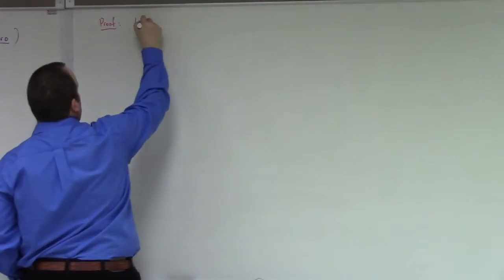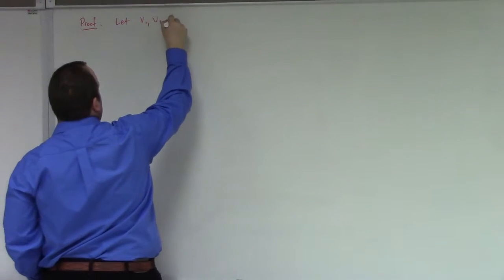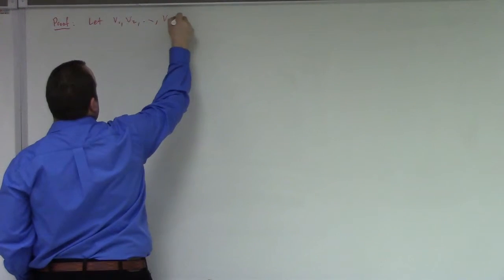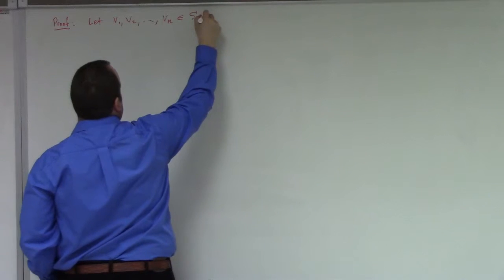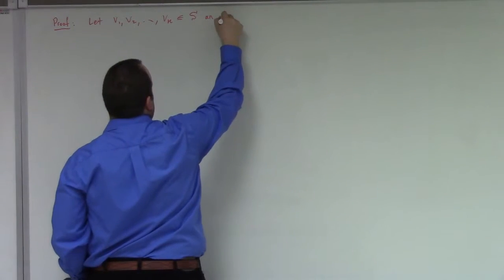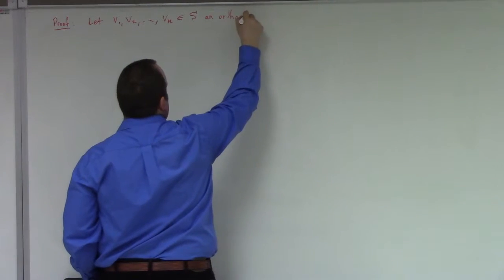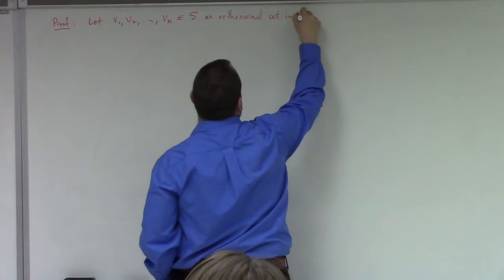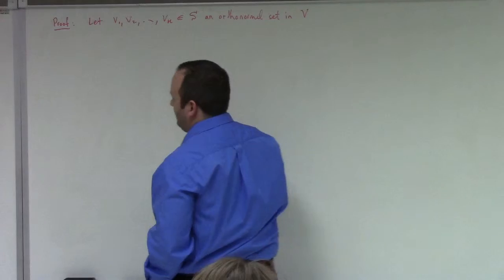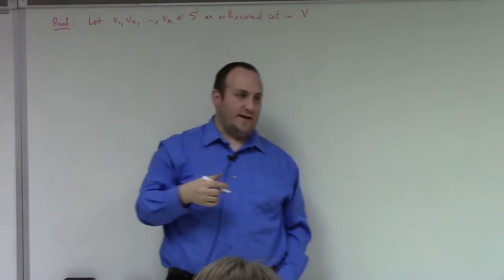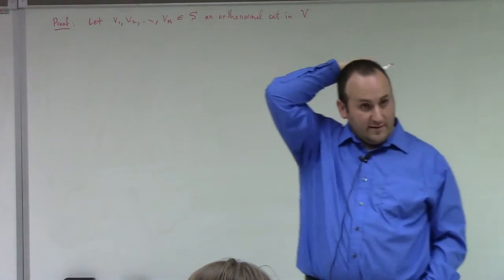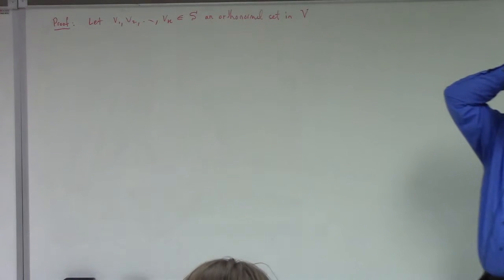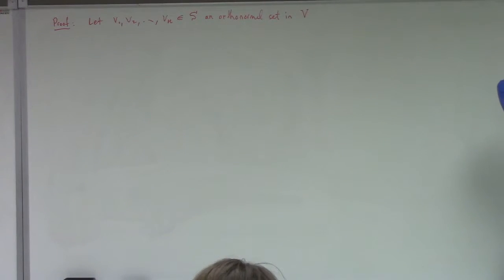So let v1, v2, ..., vk be elements of S, an orthonormal set, in an inner product space V. V is always an inner product space with inner product bracket in this lecture, okay? Let me stop writing that. I'd rather not write it 20 times, okay?